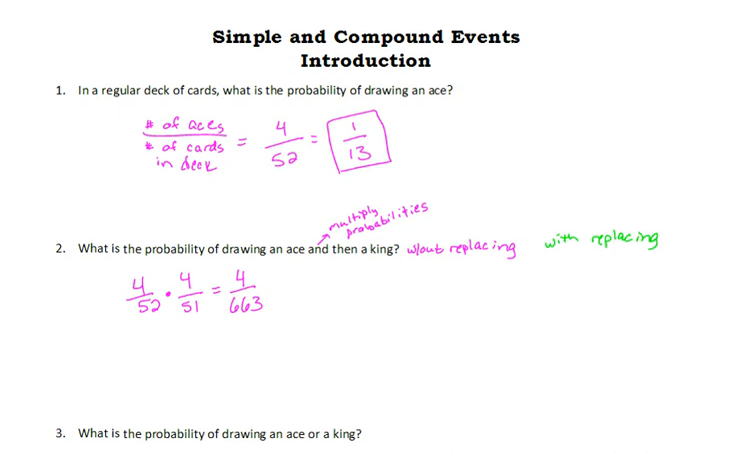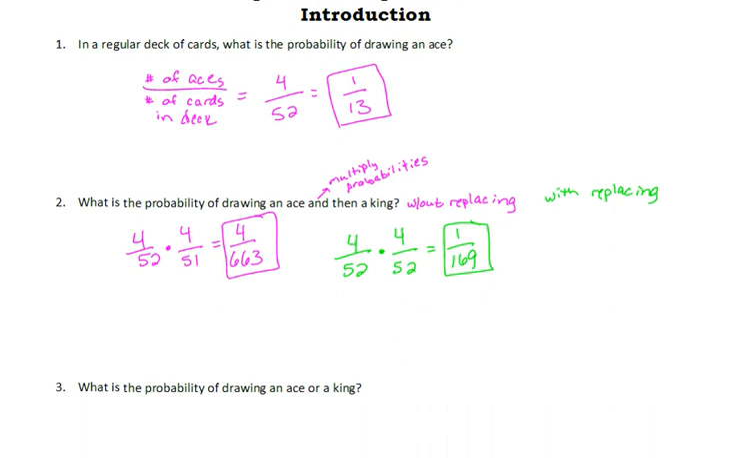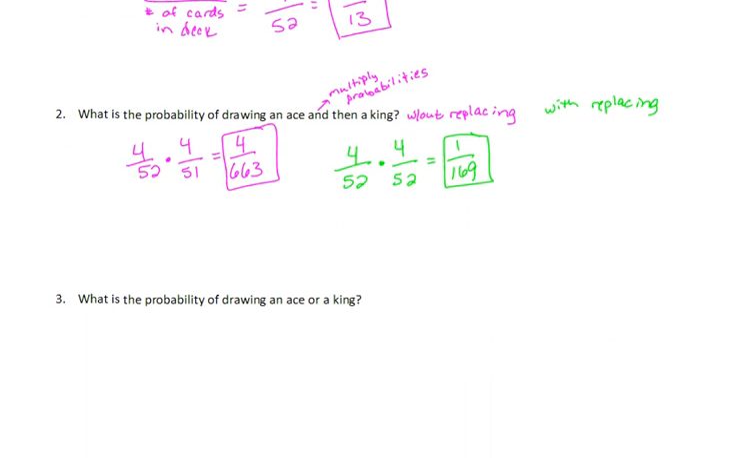If we are replacing, let's go ahead and look at what happens. Probability of drawing an ace is 4 out of 52. And then probability of drawing that king. If we replace that ace, it's a 4 out of, again, a 52 chance because we have that card back. So that gives us a 1 in 169 chance to draw an ace and then a king. Okay, so 2 kind of different type of probabilities, looking at dependent and independent.